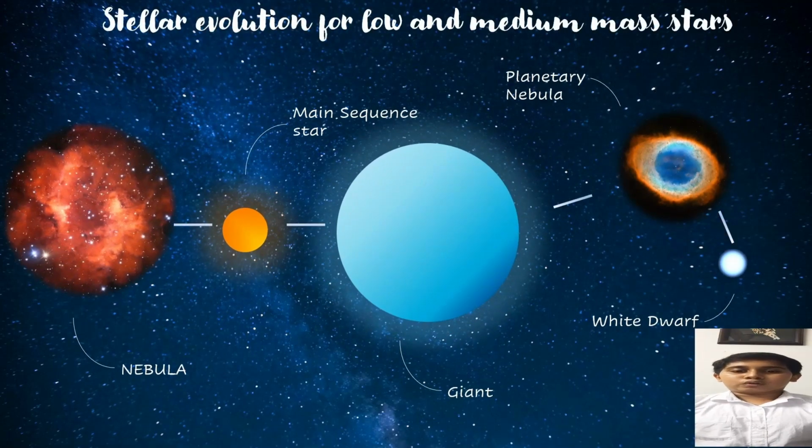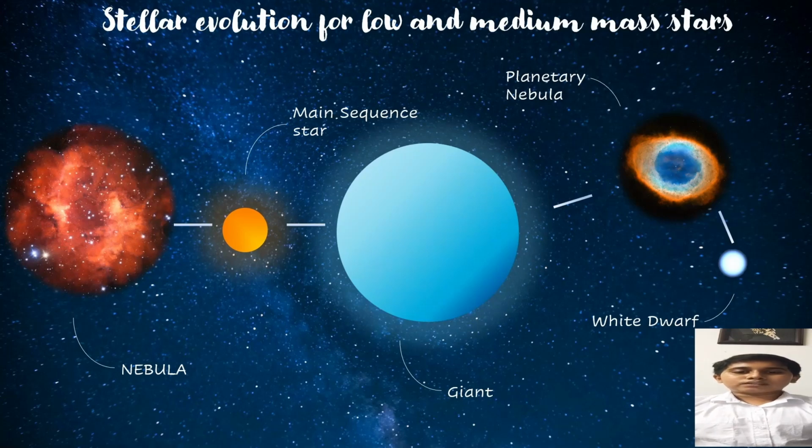Stellar evolution for low and medium mass stars. In this process, the first stage is the nebula. In the nebula, the gas begins to ionize, separating the electrons from the nuclei as the sphere continues to heat up as it collapses due to the gravitational force.